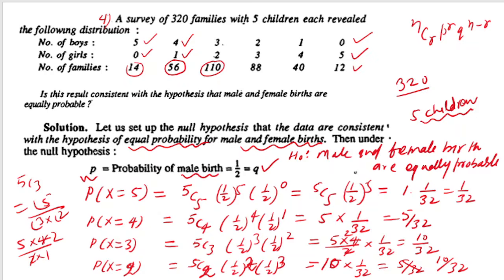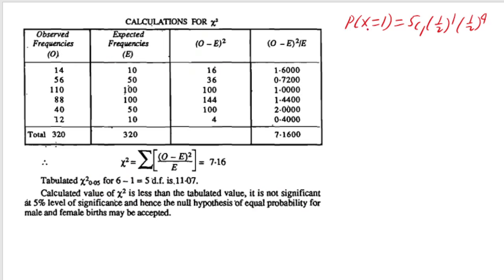Next, I am calculating for x is equal to 1. So 5C1, 1 by 2 to the power 1, 1 by 2 to the power 4. That is also 5 by 32. And finally, the probability for 0 boy children. That is 5C0 and 1 by 2 to the power 0 and 1 by 2 to the power 5. So that will give me 1 by 32.